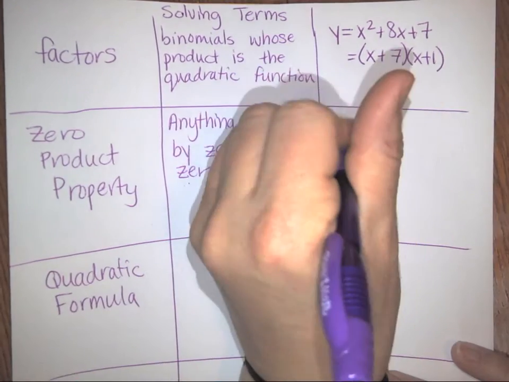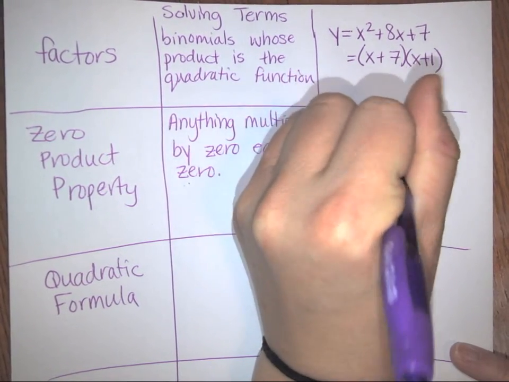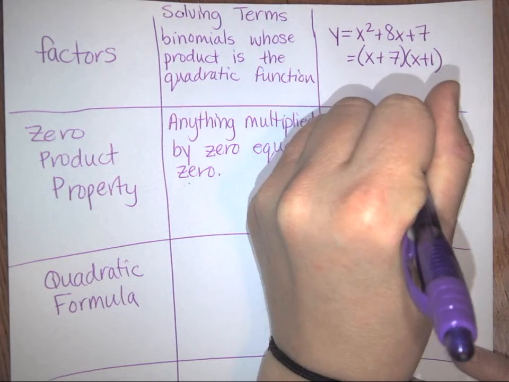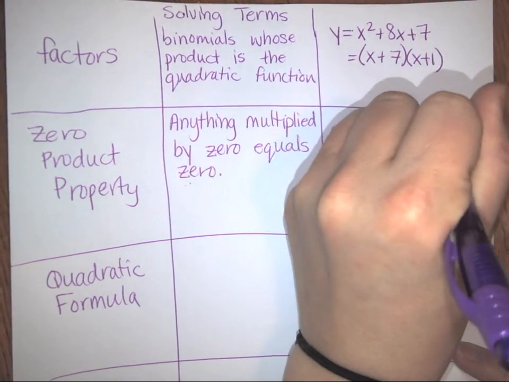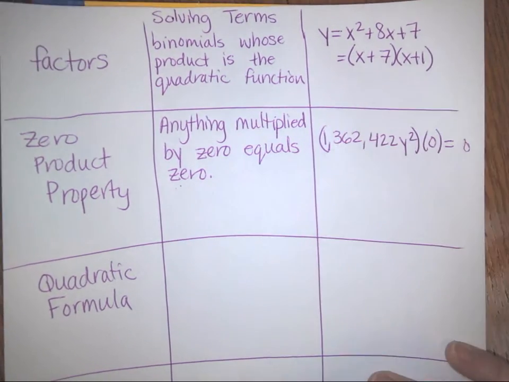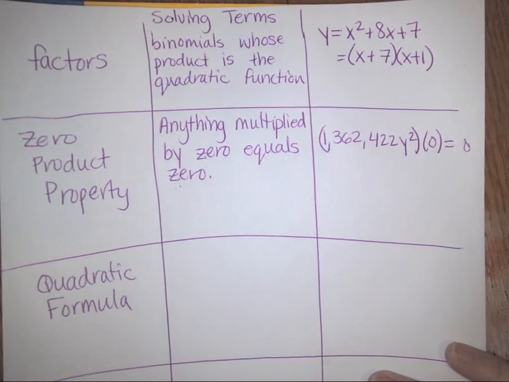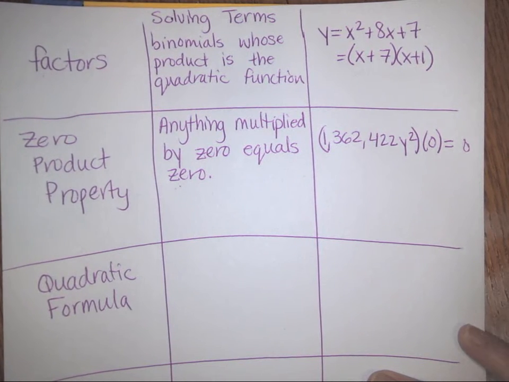So if you have, for example, 1,362,422 y squared, and I take that and I multiply by 0, the result is 0. Always. We'll be applying the zero product property when solving by factoring.